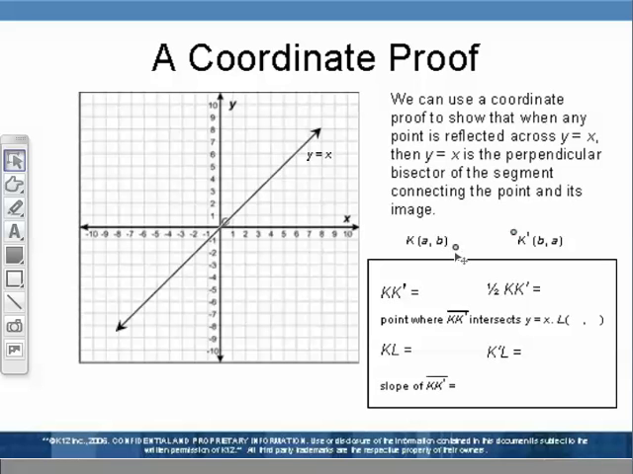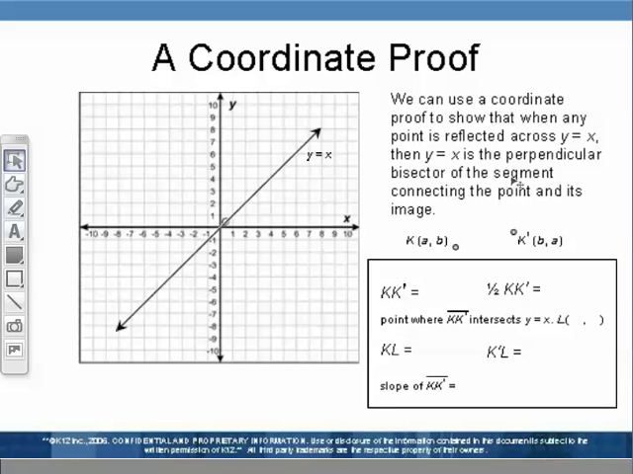So if I were to take a point K, let's see, we can use a coordinate proof to show that for any point, its reflection across y equals x, then y equals x is a perpendicular bisector of the segment connecting the point and its image. So how would we go about doing that?